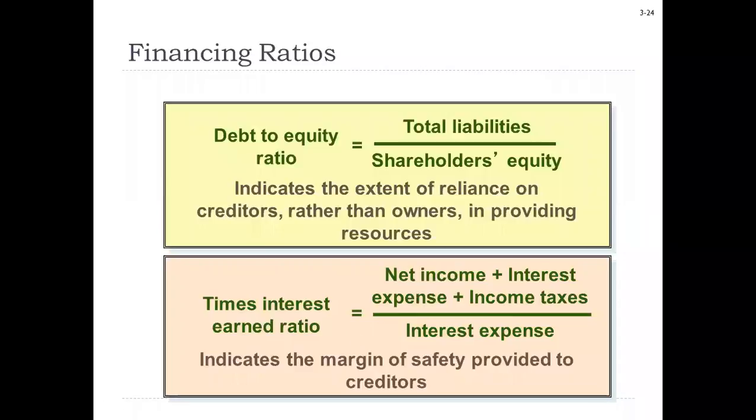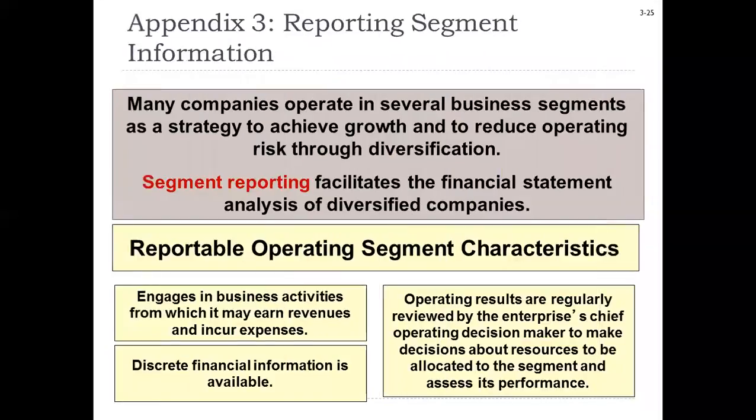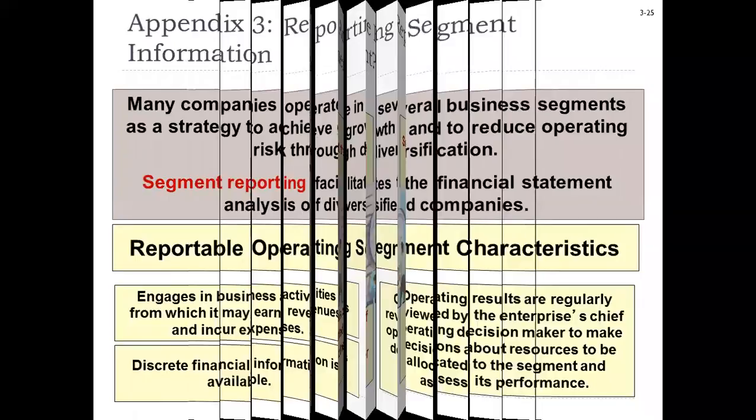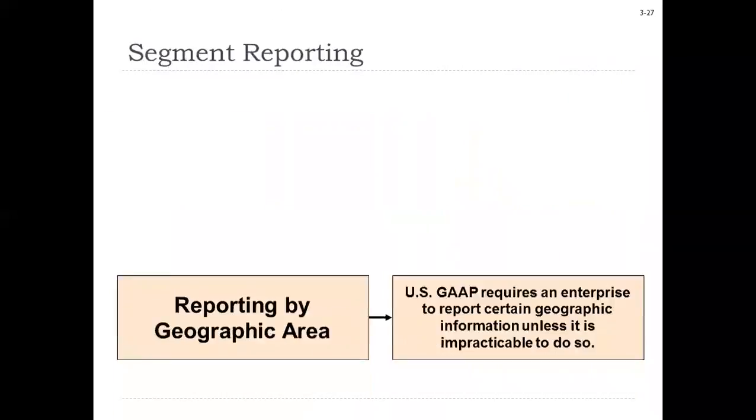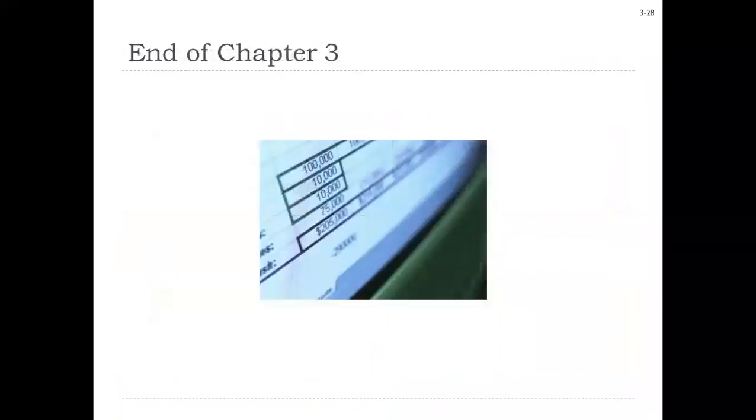These are just some of the ratios that we will be seeing in this course and in Accounting 302. These are just some examples of ratio analysis. We're not going to cover the appendix for operating segments. So that's basically it for chapter 3.